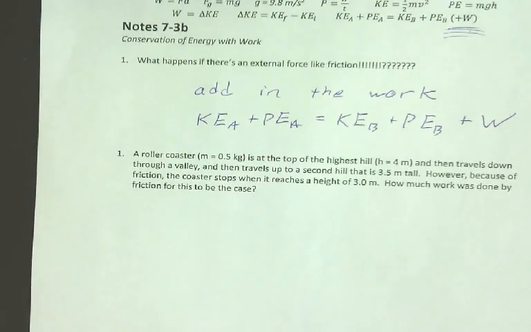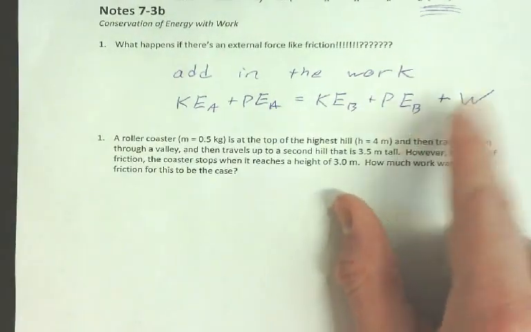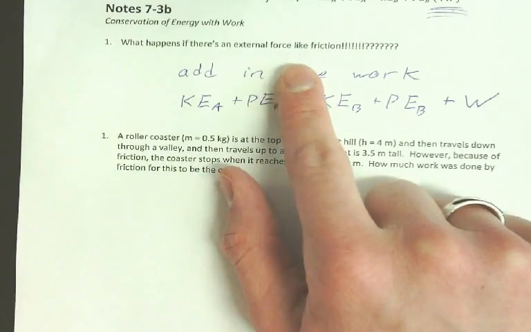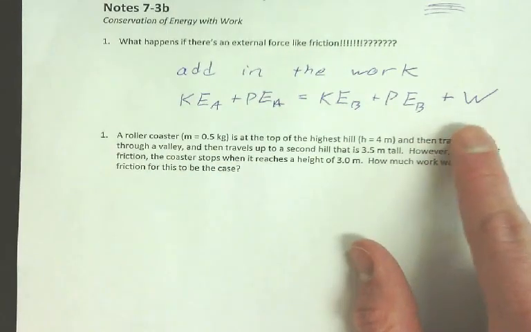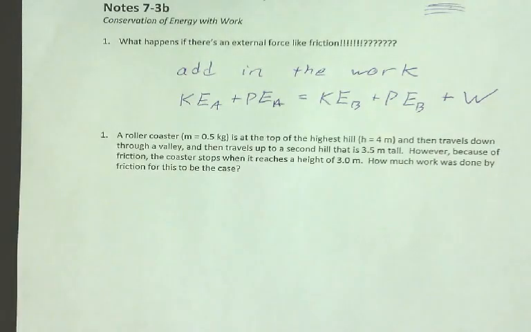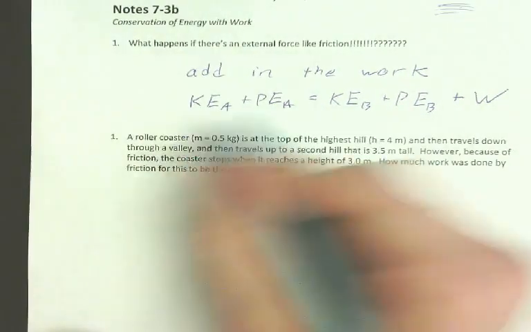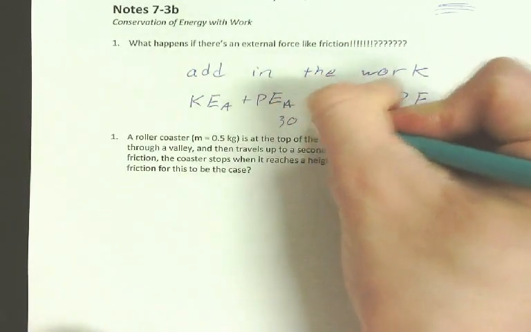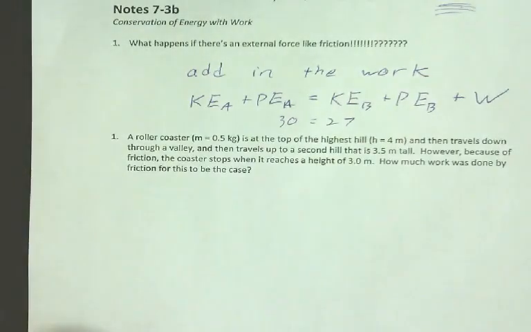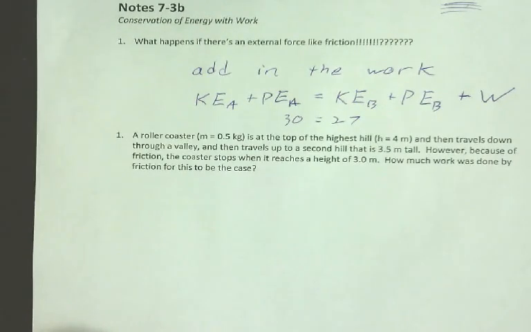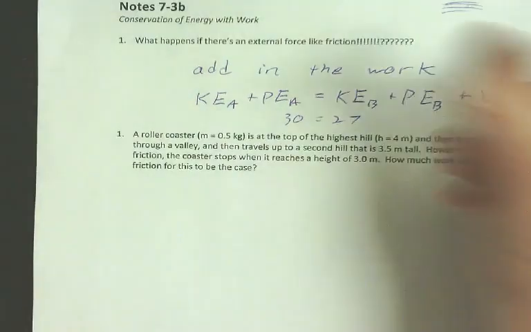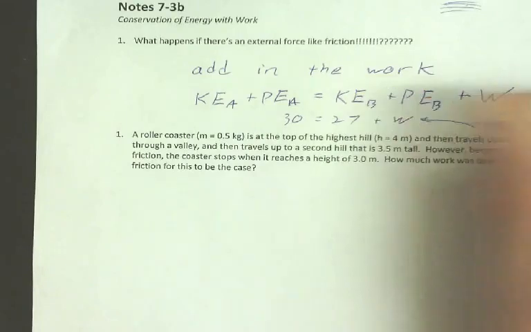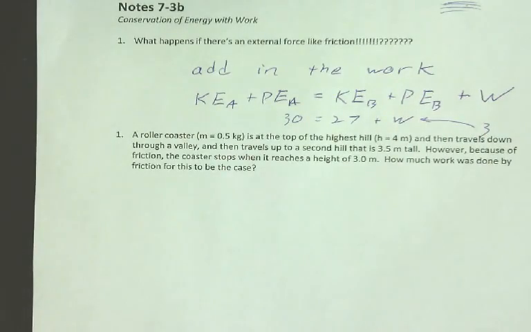Okay? Now, there's a reason why it's plus instead of minus. You might be saying, hey, friction does negative work. It slows things down. The reason why it's plus and not minus is because I made this the quote-unquote missing energy. So let's say I set up a problem and I got, I don't know, like 30 equals 27. Well, obviously 30 does not equal 27. So where's the extra 3? The extra 3 is the plus work. And that would be equal to 3 for this problem, because it's the quote-unquote missing energy.